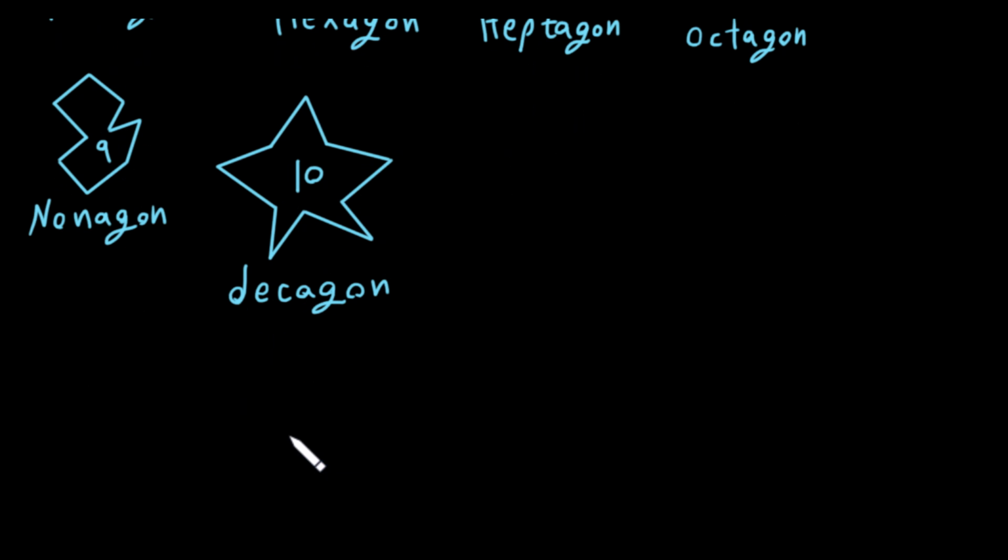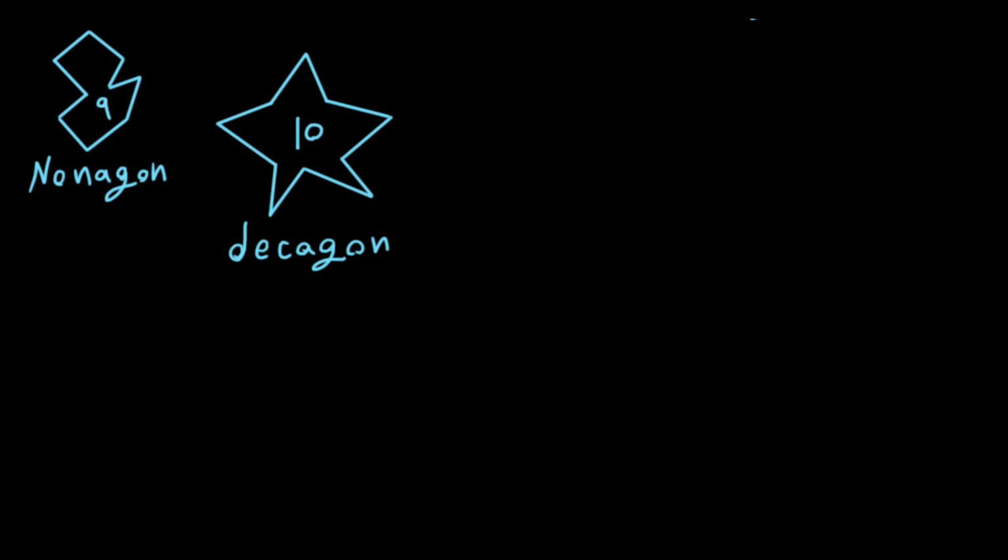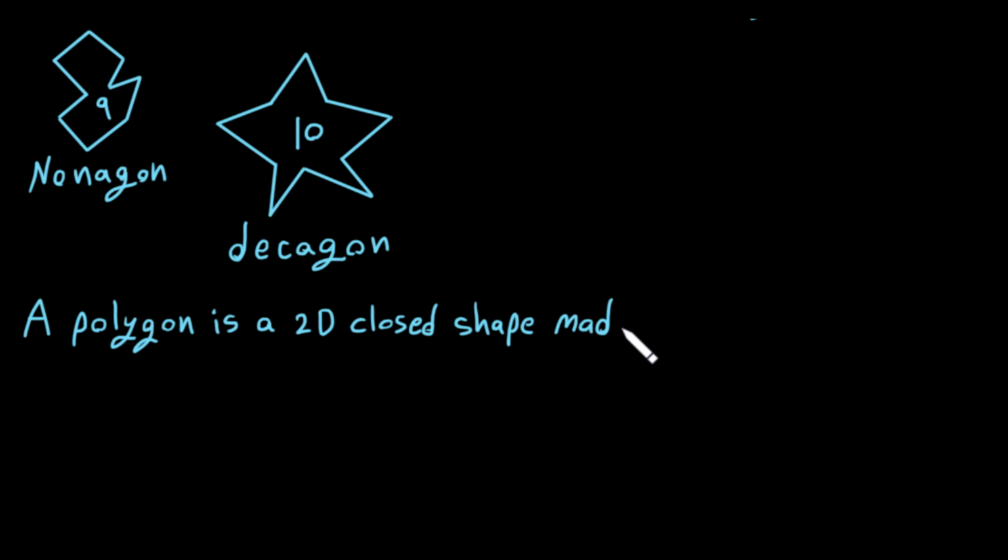Now let's go down. Now let's define clearly a polygon. A polygon is a 2D closed shape made of straight line segments. I will speed it up. So this is the definition of a polygon. A polygon is a 2D closed shape made of straight line segments.